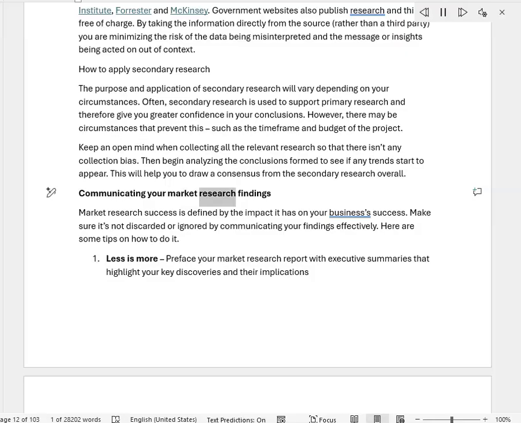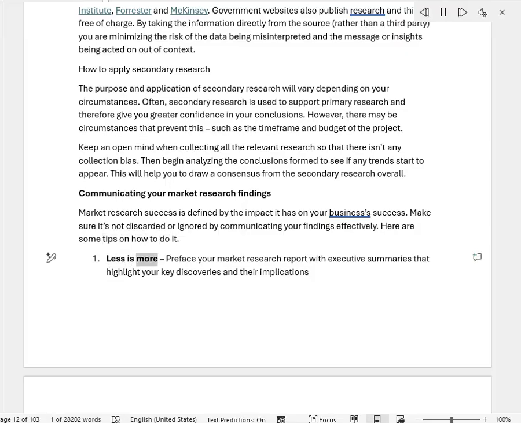Communicating your market research findings. Market research success is defined by the impact it has on your business's success. Make sure it's not discarded or ignored by communicating your findings effectively. Here are some tips on how to do it.